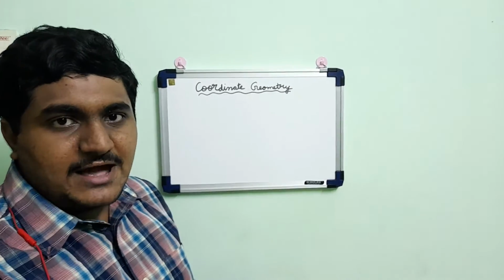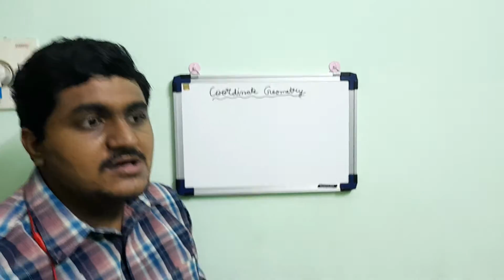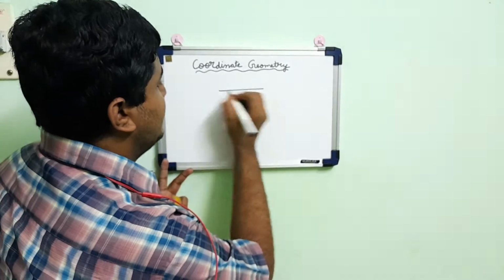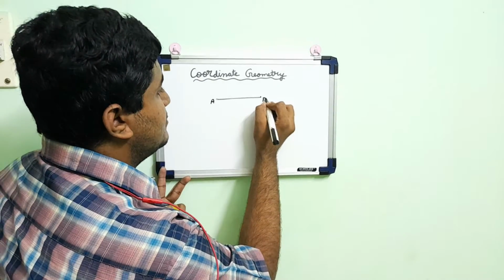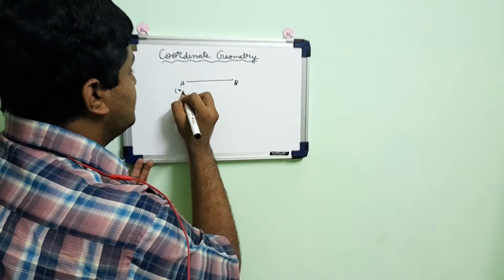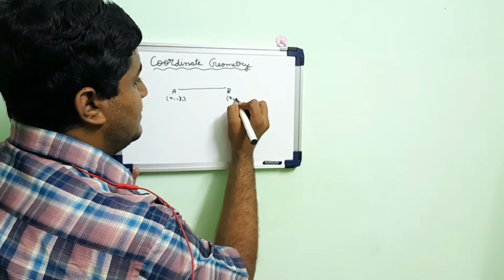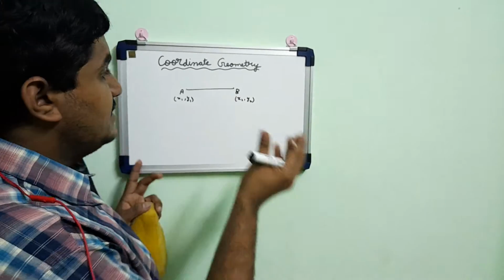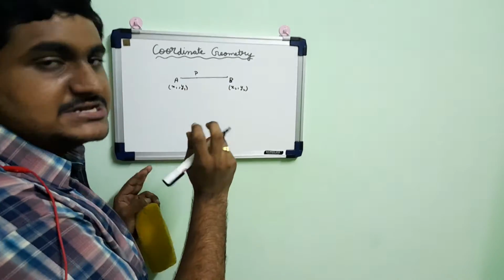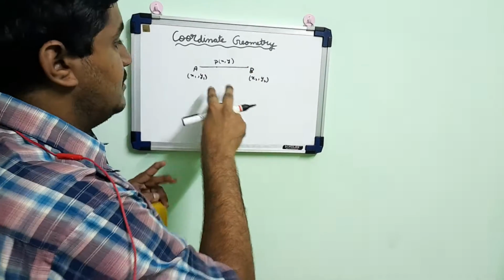So next we are going to see the section formula. In the section formula, 2 points will be given, and by joining those 2 points you will get a line. Let's see with an example. A and B are the 2 points, the end points of the line. Let us say the coordinates of A are x1 comma y1 and of B are x2 comma y2. We will take a point P on the line AB. This point P has coordinates x comma y, and this x comma y is unknown.